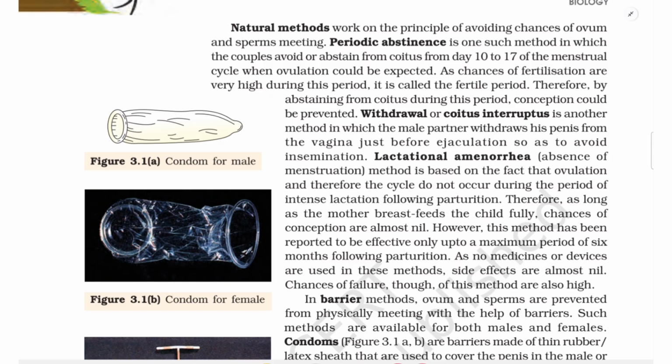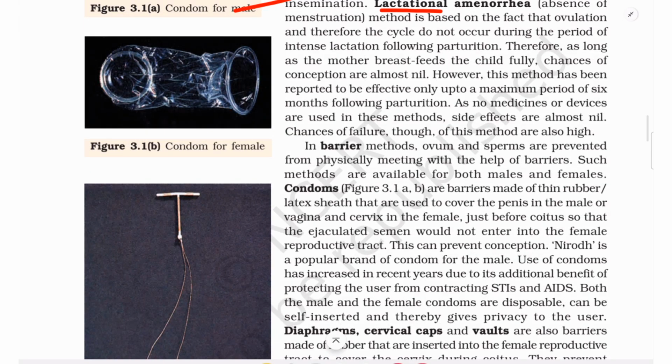Withdrawal or coitus interruptus is another method in which the male partner withdraws his penis from the vagina just before ejaculation so as to avoid insemination. The lactational amenorrhea (absence of menstruation) method is based on the fact that ovulation and therefore the cycle do not occur during the period of intense lactation following parturition. Therefore, as long as the mother breastfeeds the child fully, chances of conception are almost nil.